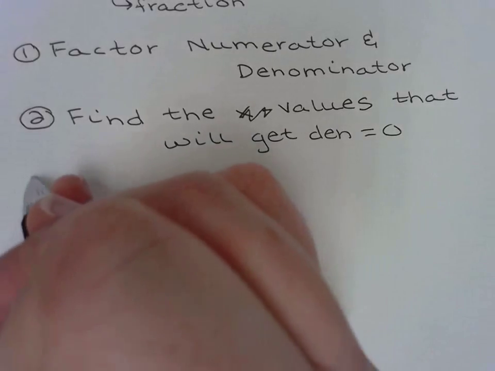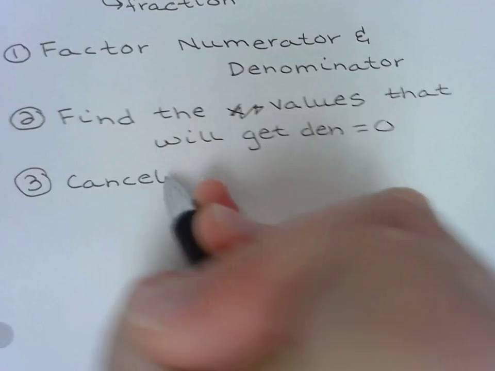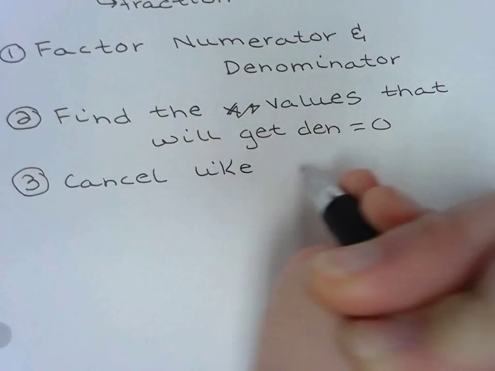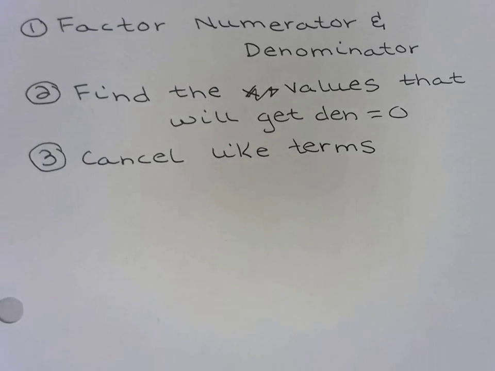The third step is to cancel out like terms. Because we know if I have the same thing on top and bottom of a fraction, they cancel out because they equal 1. So factor top and bottom, tell me the restrictions, what numbers the variables cannot equal, and then cancel out like terms. We're going to look at a couple. I think when we look at a couple, it'll make a little more sense. Those are the 3 steps.